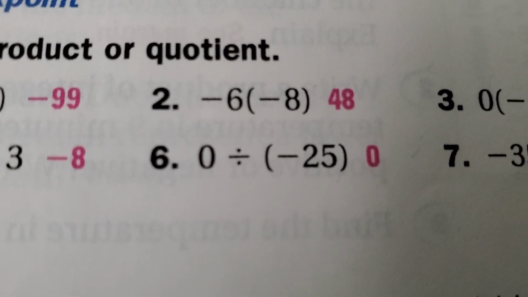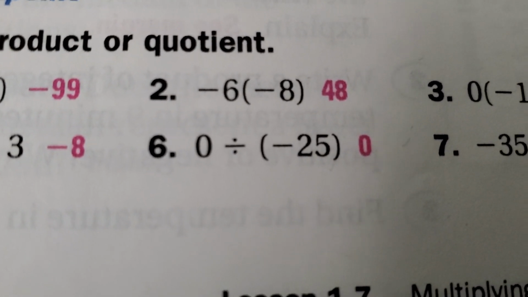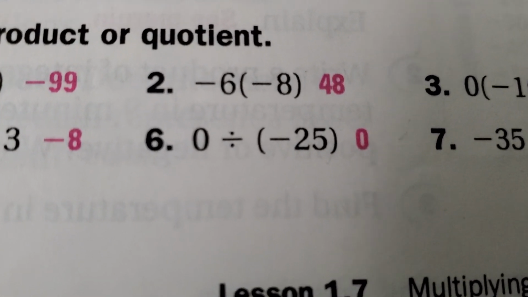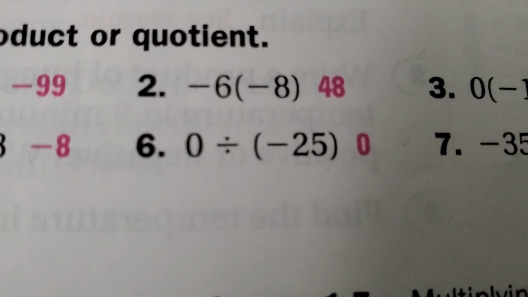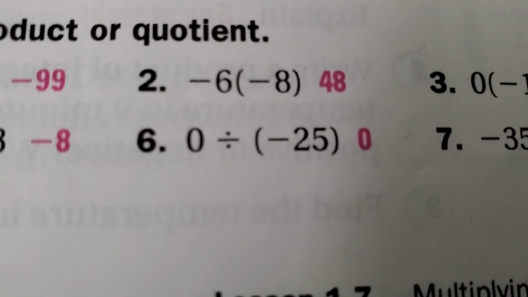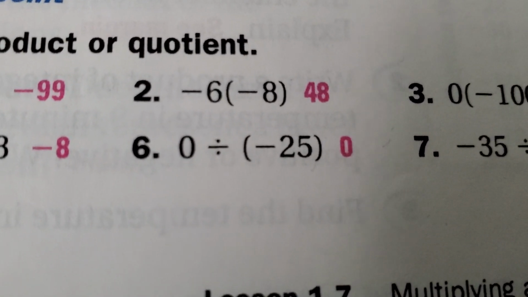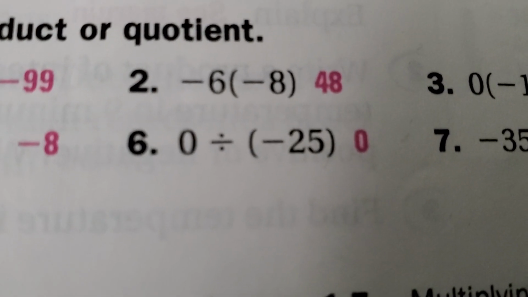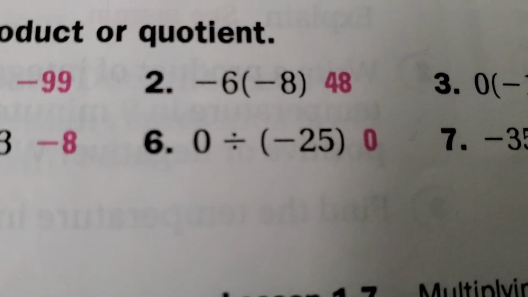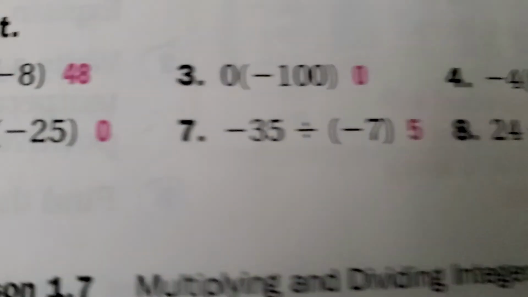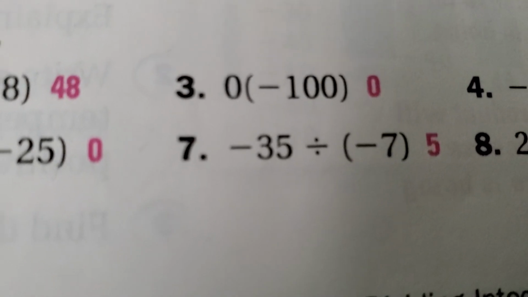Number 6, 0 divided by negative 25. Well, 0 divided by anything is 0. Once again, we're not going to get tripped up or confused by the fact that we have a positive divided by a negative. 0 is just 0. 0 is always 0.